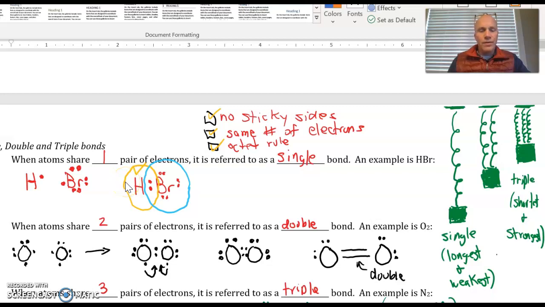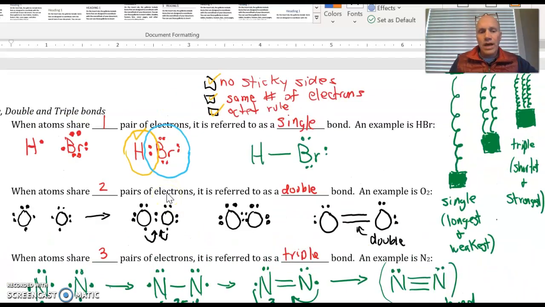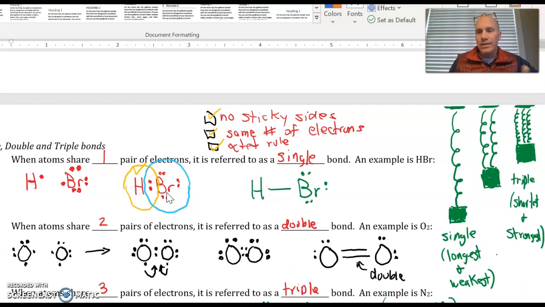So in the previous video, we saw examples of how different atoms could come together to make either single, double, or triple bonds. We're going to have a little more practice drawing molecules that have these, but I wanted to stop for a second and give a little information about the differences in these types of bonds.